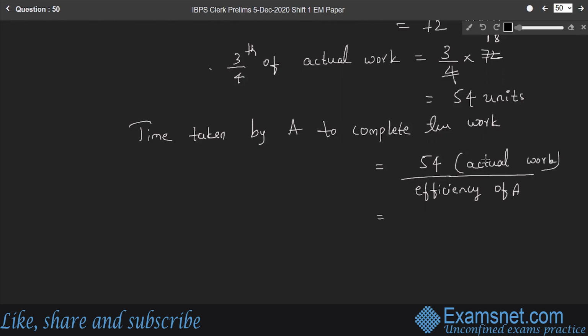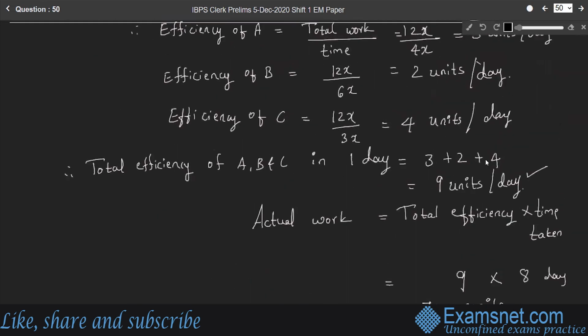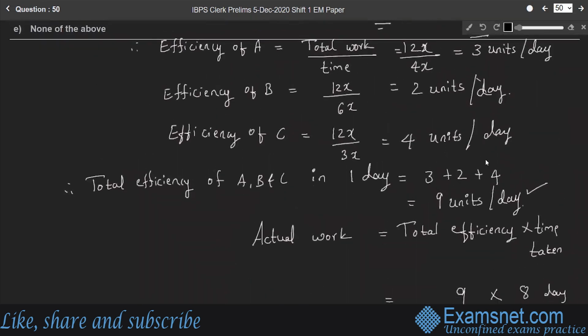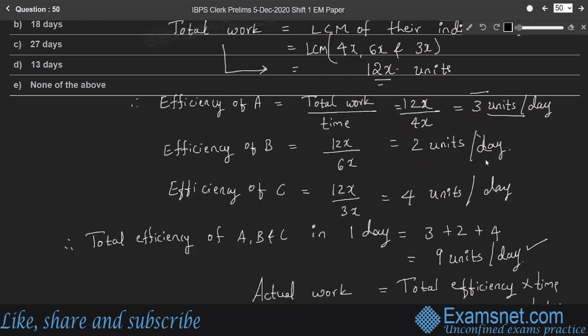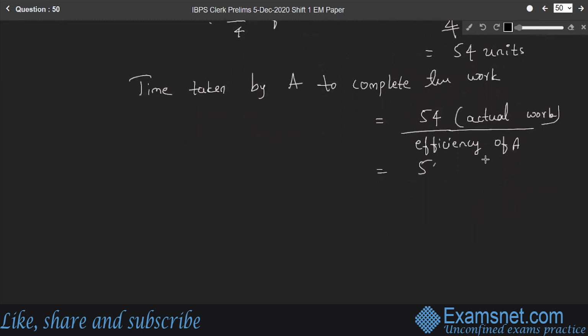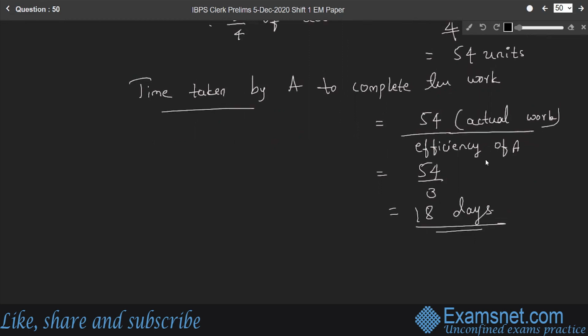So efficiency of A. So what is efficiency of A? It is 3 units per day. Therefore 54 by 3, which is 18. So time is in terms of days here. Therefore, time taken by A to complete the work is 18 days.